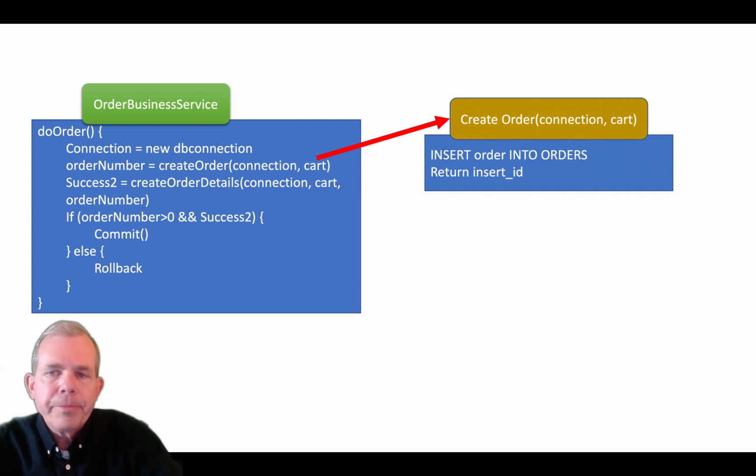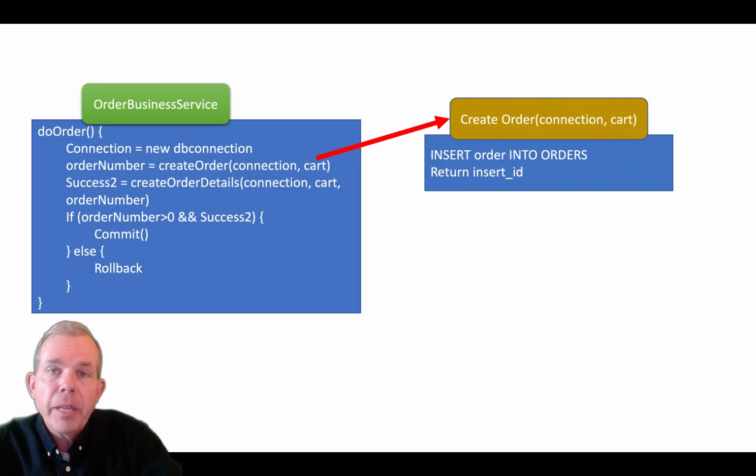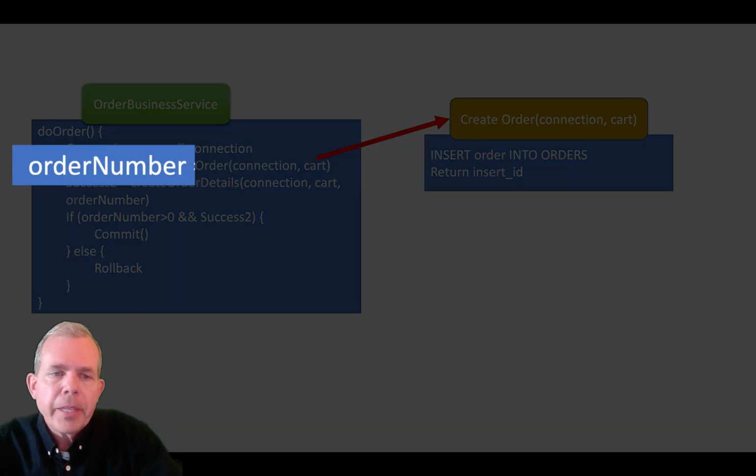So we create an order. Now when this is done, the new line in the orders table is going to have an ID. An ID number is automatically generated by the database system, so you don't have to invent that. But it is returned with this property called insert ID. So this function will return it, and we're going to save it in the order number over here on the left side.